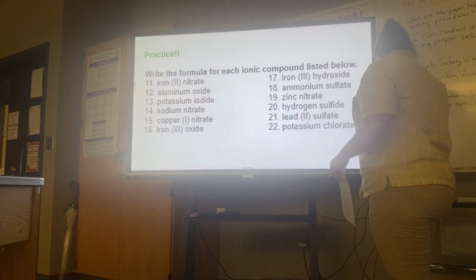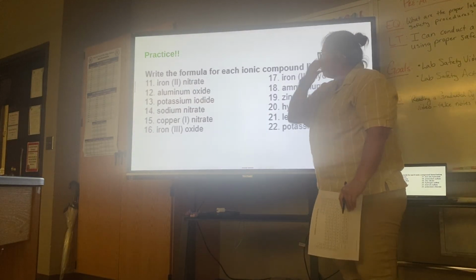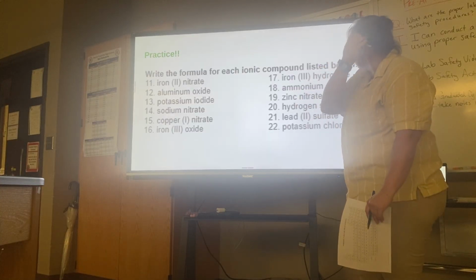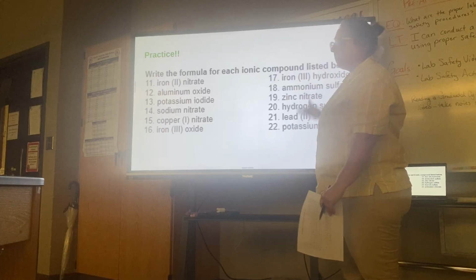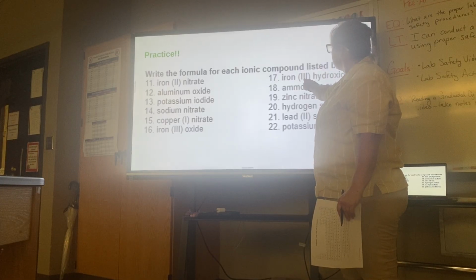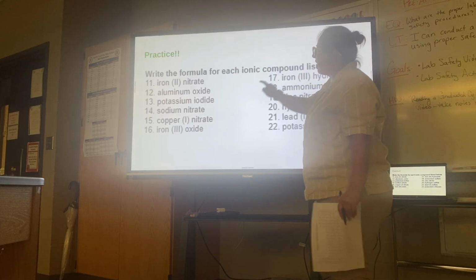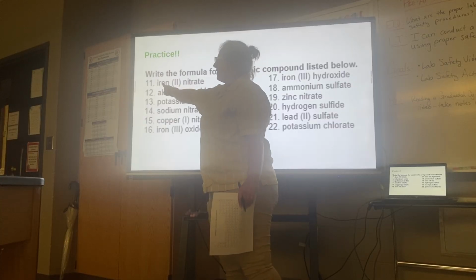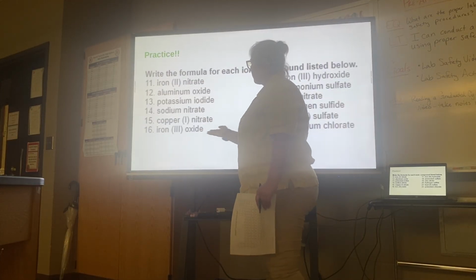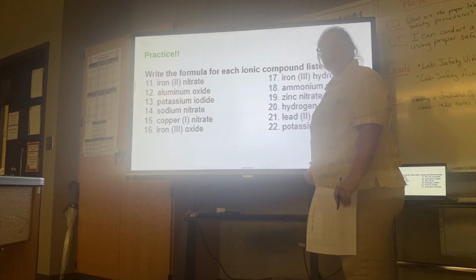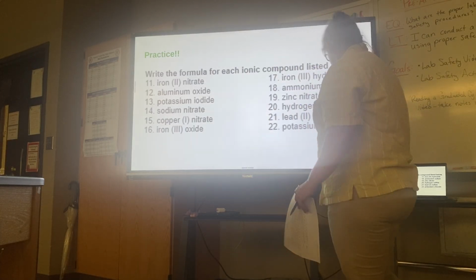That leads us into practice. So you guys are going to complete this practice. You are writing the formula for each of these. Remember, these Roman numerals are telling you the charge of these transition metals. This is where you need to know some of your polyatomic ions, so make sure you're aware of that.